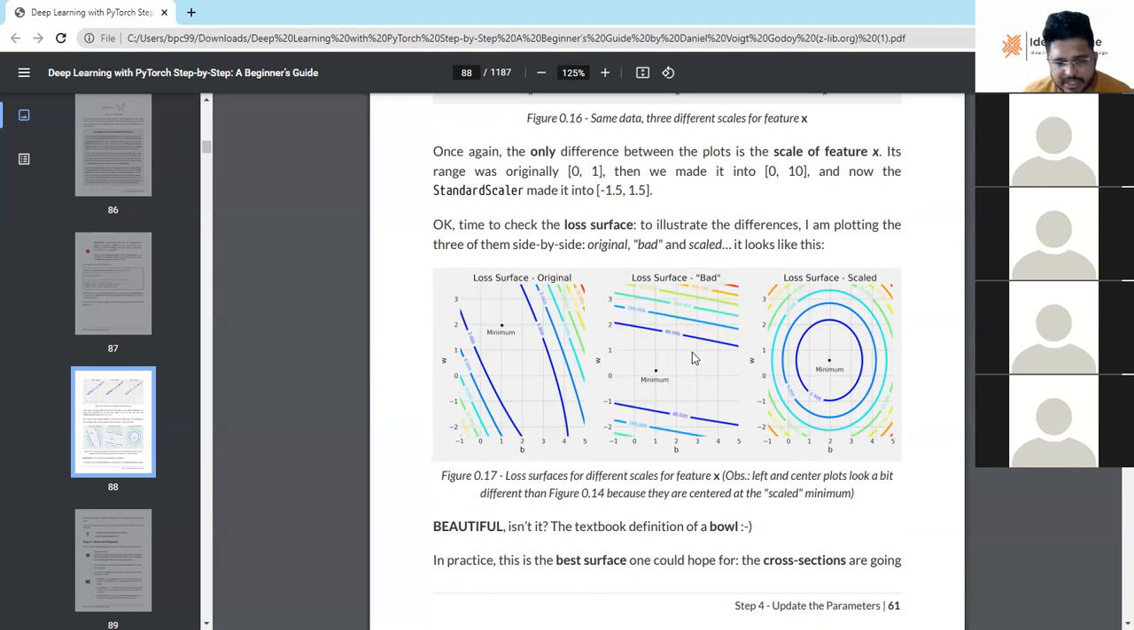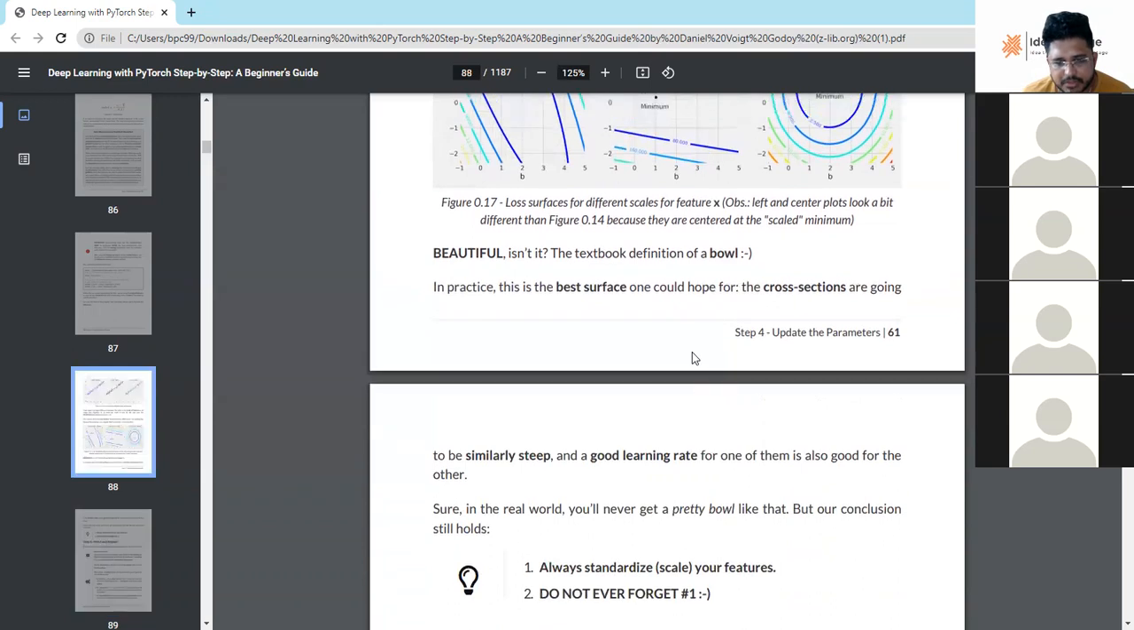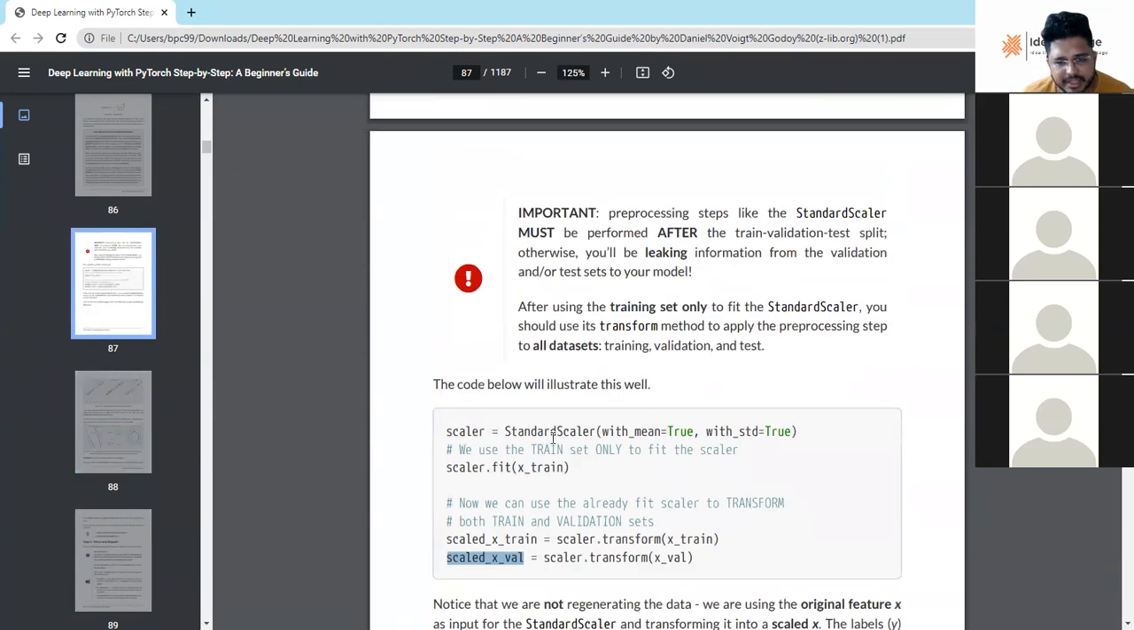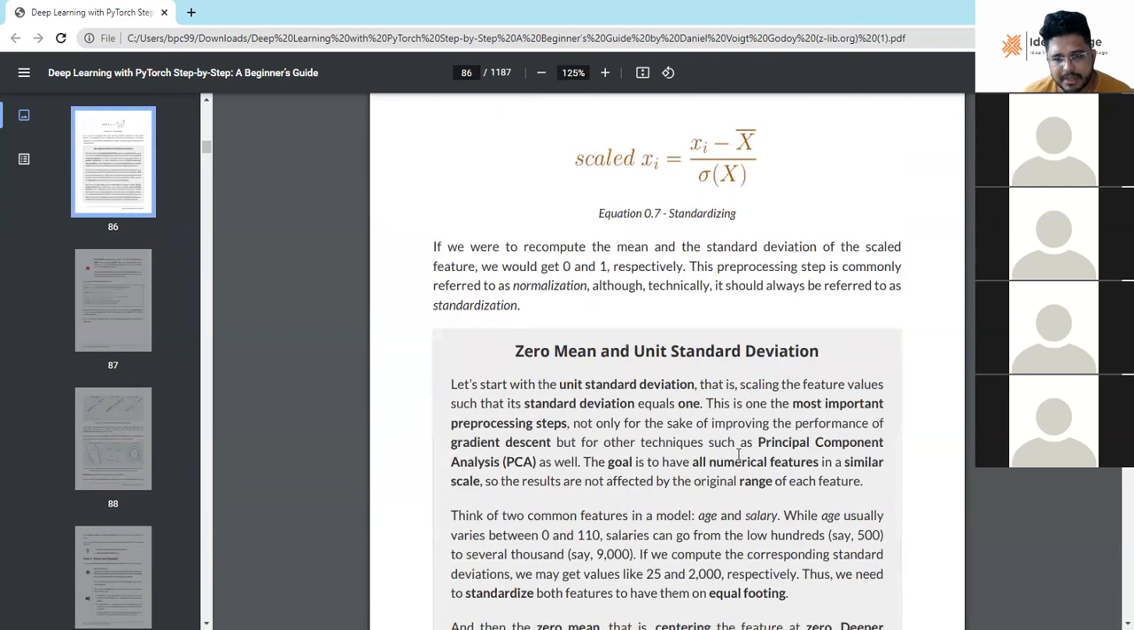Okay, so that is why this one is very important. Standard scalar. We should always take our training data and validation data and scale it to zero mean and unit standard deviation, and then apply it to our model for learning. So always keep this in mind. This one will be helpful.